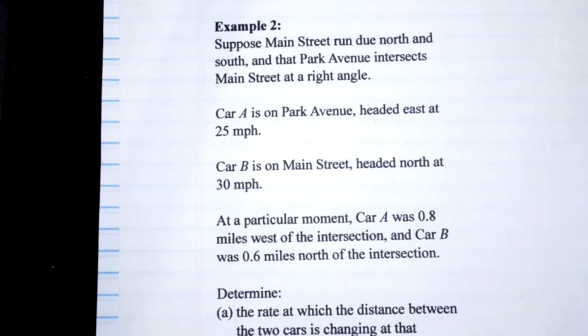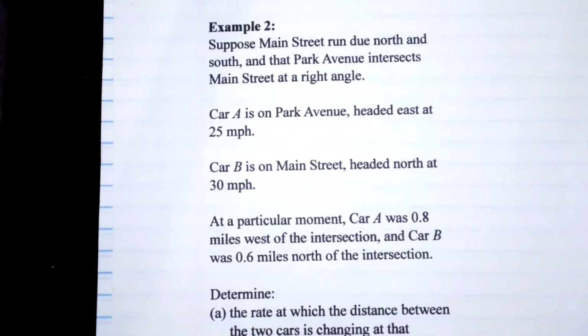In this video, we're going to work another example of a problem involving related rates. So the problem says that Main Street runs due north and south, and Park Avenue intersects Main Street at a right angle. So let's illustrate that with a diagram.